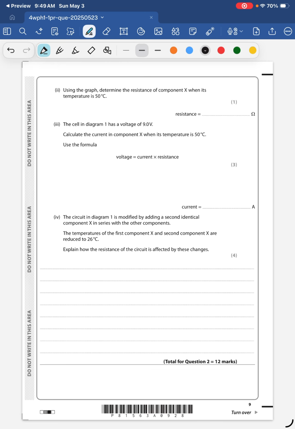Part 2, using the graph, determine the resistance of component X when its temperature is 50 degrees Celsius.